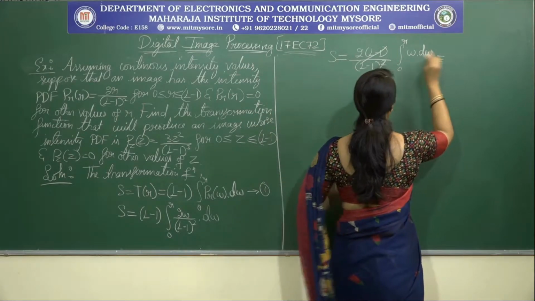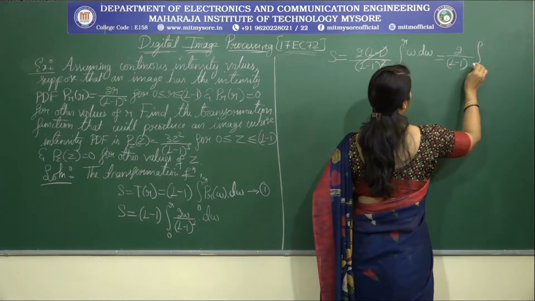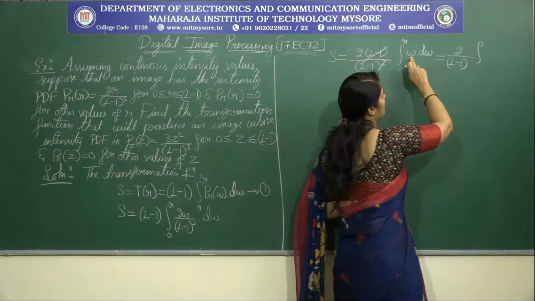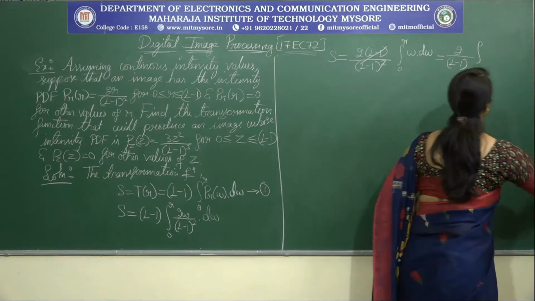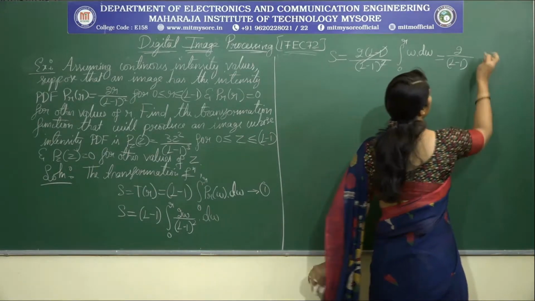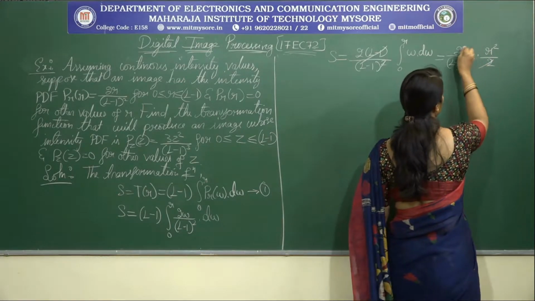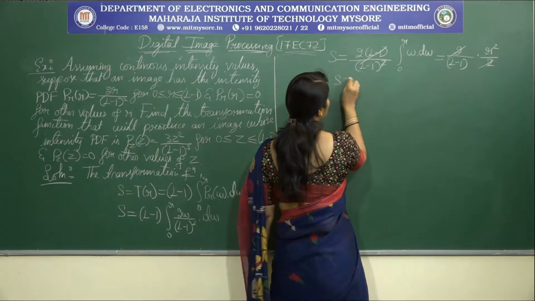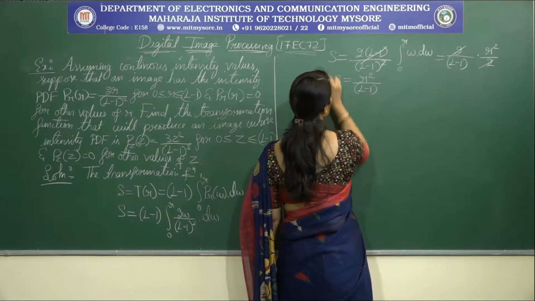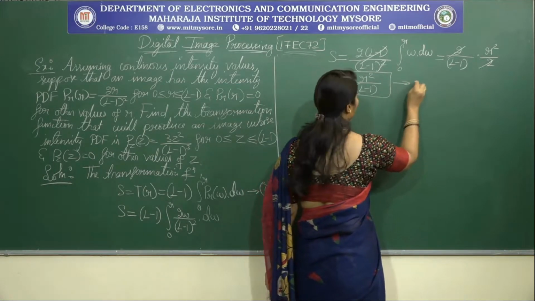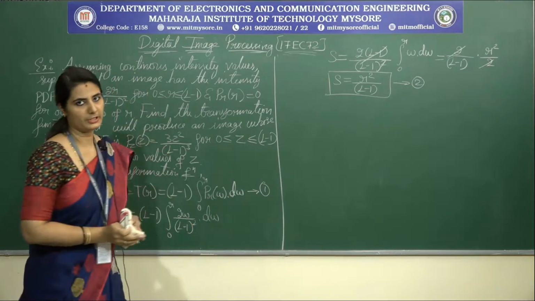So now further simplifying, this results in 2 by L minus 1 integral of W dW. So this is equal to, I'll write directly, R square by 2. Here this term cancels. So S is equal to R square by L minus 1. So I got the transformation function. Yes, right. So what is the next step here?